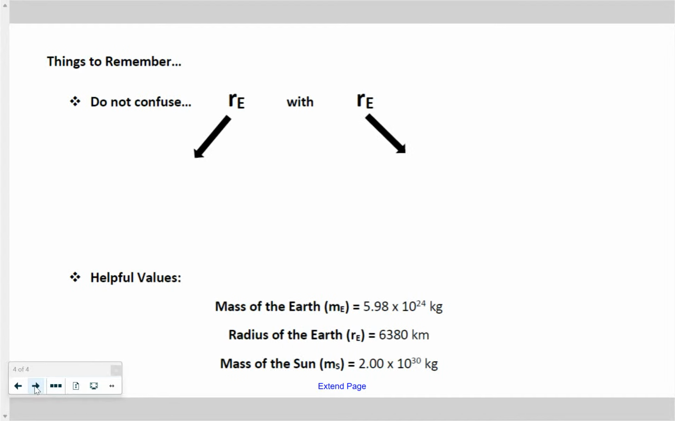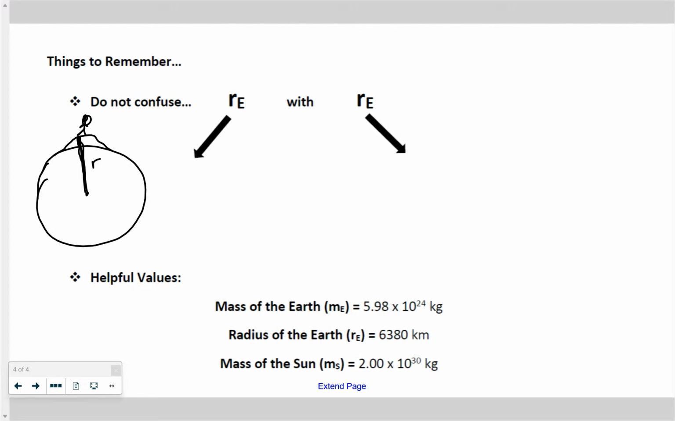All right, so one thing that I don't want you to do is confuse, this seems redundant and odd, but don't confuse radius of the Earth with radius of the Earth. We kind of talked about this just a second ago. If I am standing on the top of a mountain, they'll define radius of the Earth as the distance from the center of the Earth to the surface plus whatever the height is above that.